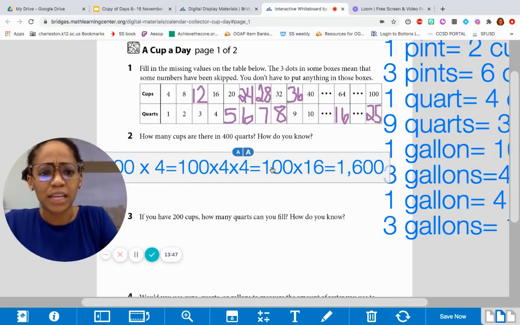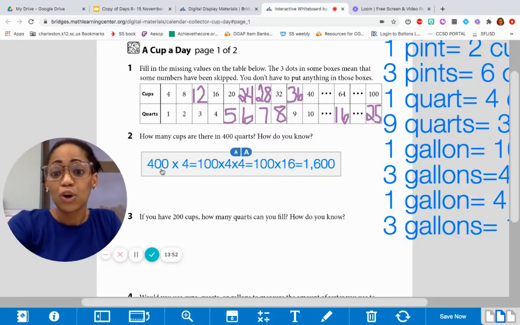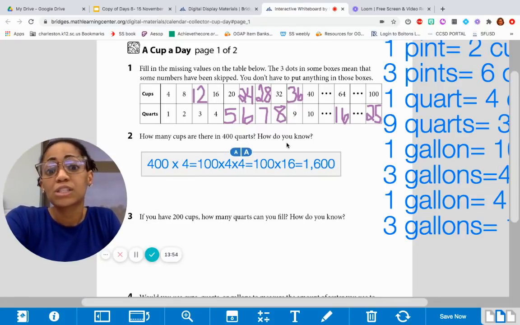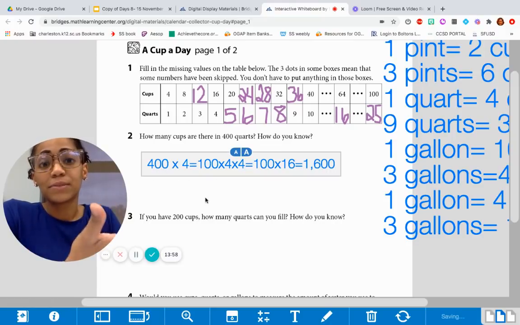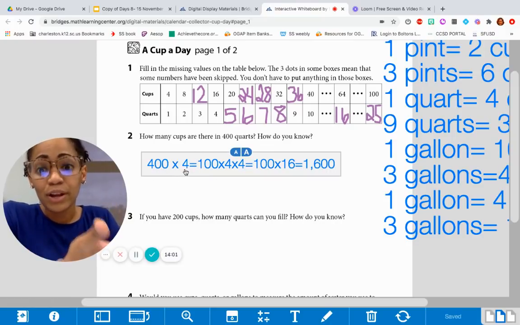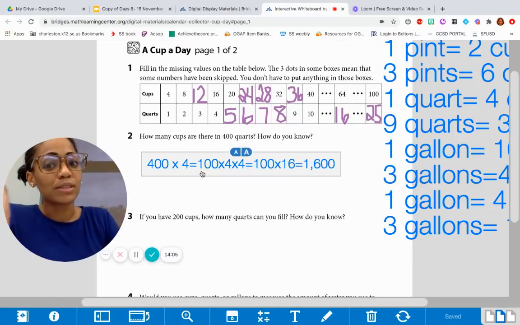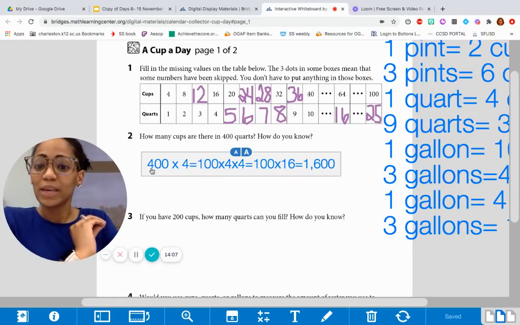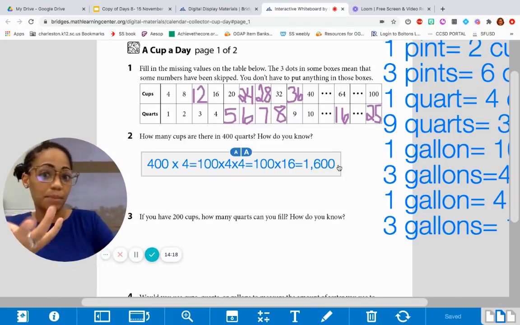So make sure you're checking your work, you're correcting your work if you did not get this. And we showed how we know. So sometimes the question says show how you know or how do you know? And writing an equation is showing how you know, because we know there are 4 cups in 1 quart. So in 400 quarts, it would be 400 times 4. And we can even label these numbers. So it will be 4 cups per quart. 400 quarts would give me 1,600 cups. Or cups in cups, should I just say.